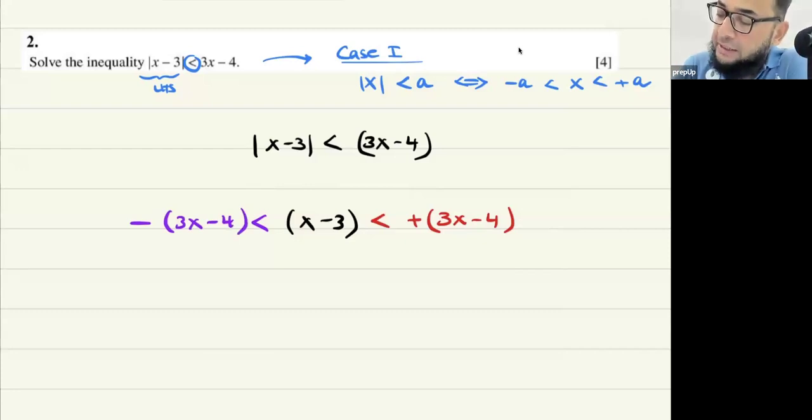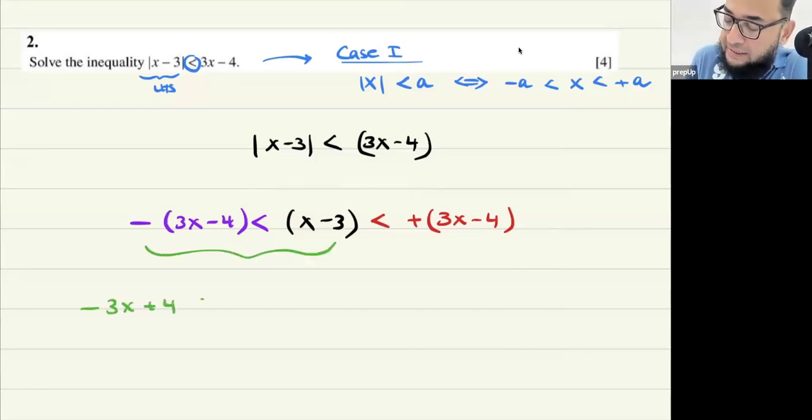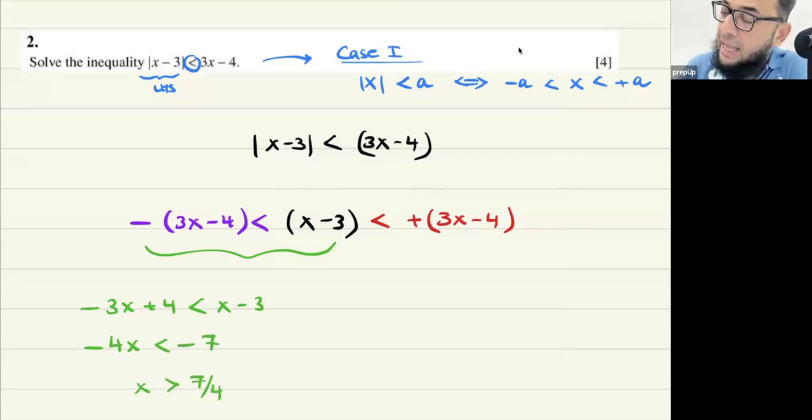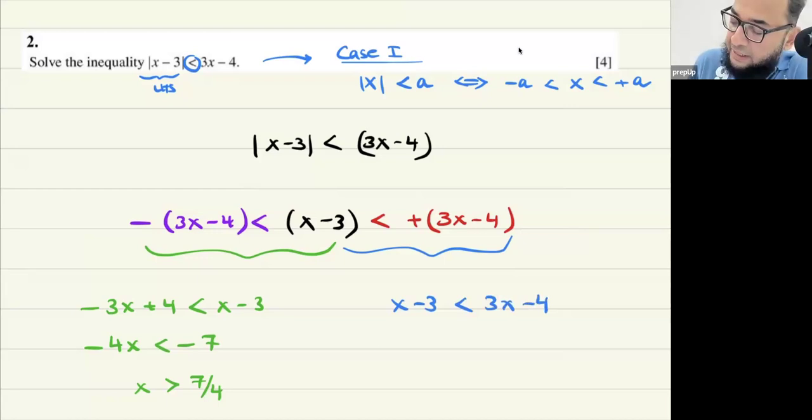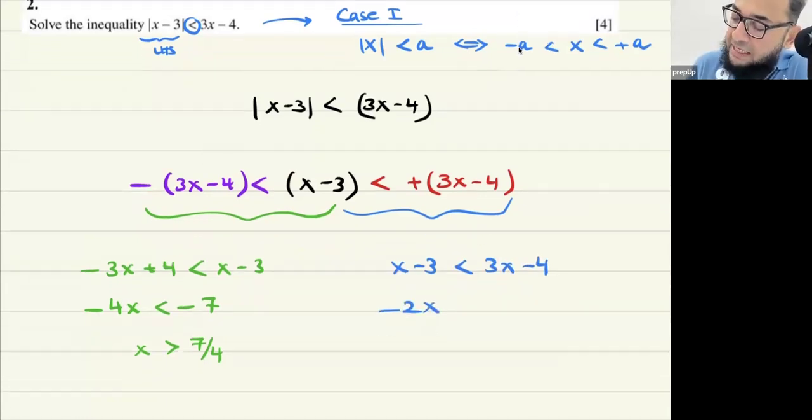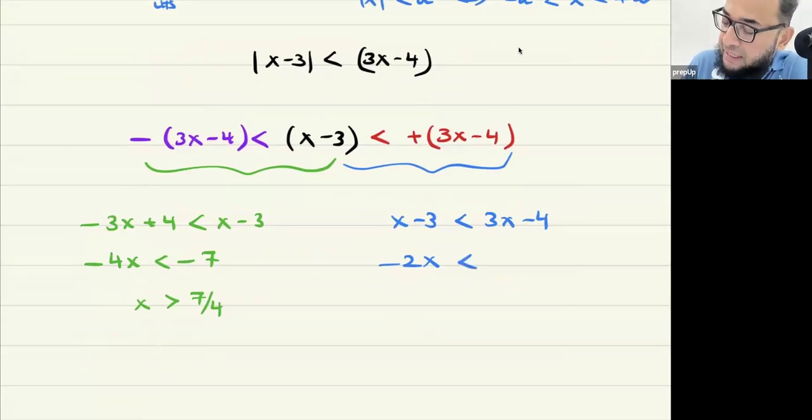All good, all clear? So now let's expand the left hand side. If I expand this, negative 3x plus 4 is lesser than x minus 3. Negative 3x minus x, negative 4x is lesser than negative 3 minus 4, which is negative 7. Therefore, x is greater than 7 over 4. And similarly, let me use another color. I think blue is good. If I solve this, x minus 3 is greater than 3x minus 4. x minus 3x is negative 2x, and minus 4 plus 3 is negative 1. Therefore, x is greater than half.